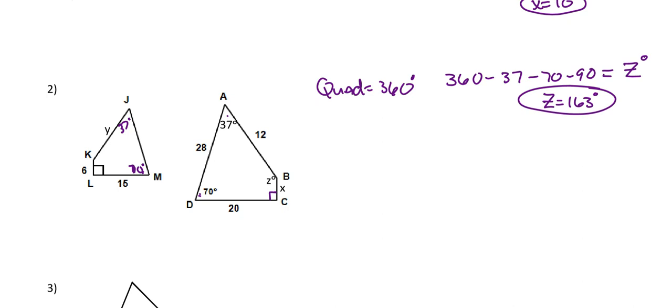And then we had to find z. So in the quad, hopefully remember that the angles equal 360. Subtract, and you end up getting that z is 163 degrees.